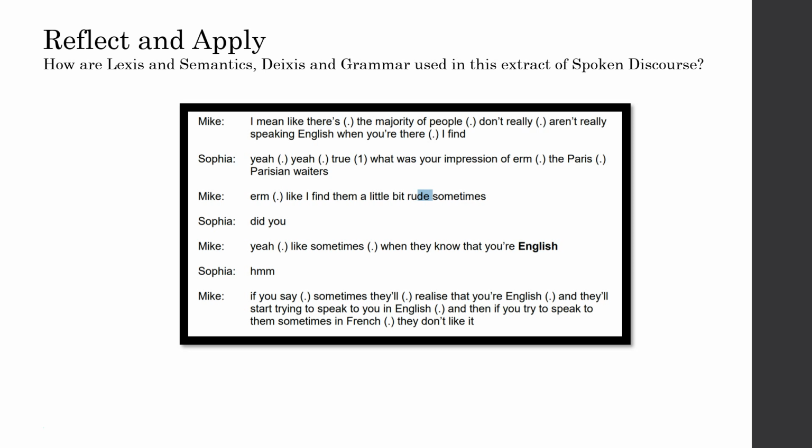I would like you to pause the video at this point and have a look at this little interchange between Mike and Sophia. And I'd like to ask you how features of lexis and semantics and the grammar of these constructions might be labelled on this short extract.